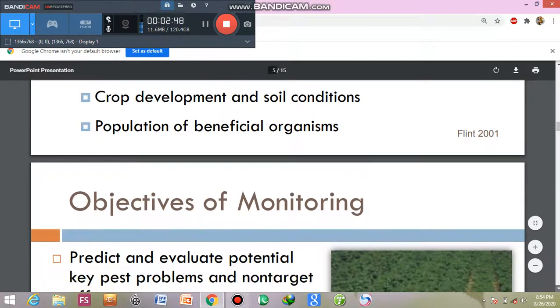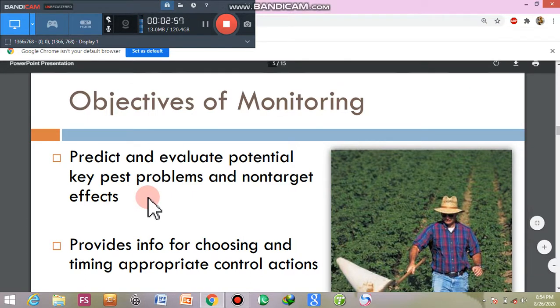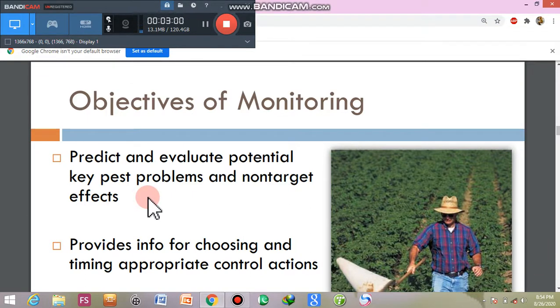Now, what are the objectives of the monitoring? Why do we do monitoring of the pest? Predict and evaluate potential key pest problems and non-target effects. Scientists want to predict or evaluate which insect is acting as a pest, and they use specified techniques or programs to control that specific insect.